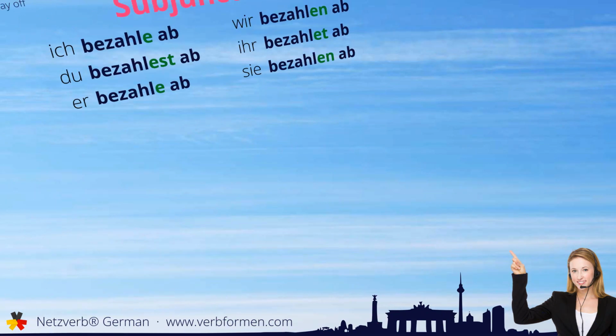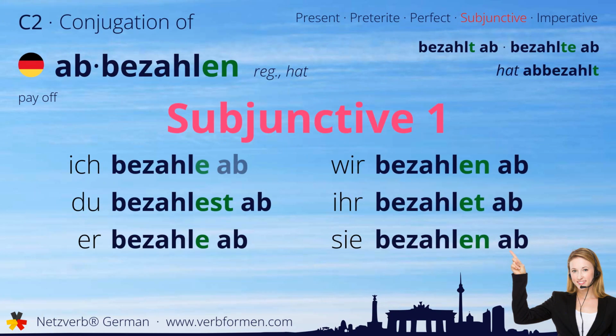Next up is the subjunctive one. Ich bezahle ab. Du bezahlst ab. Er bezahle ab. Wir bezahlen ab. Ihr bezahlet ab. Sie bezahlen ab.